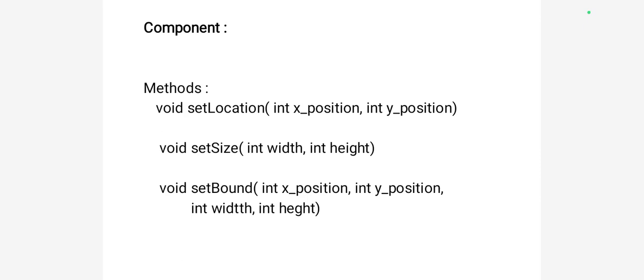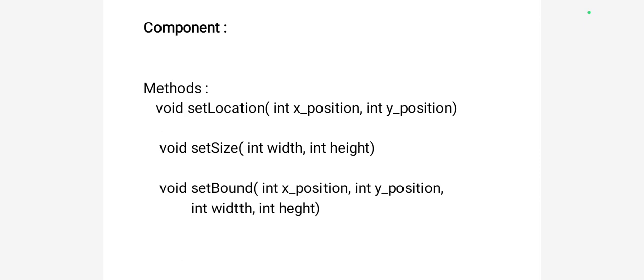The second method is setSize. setSize is a method, the return type is void, and it has two parameters. The first one is int width, comma, int height. Here width and height represent the width and height of the particular component.